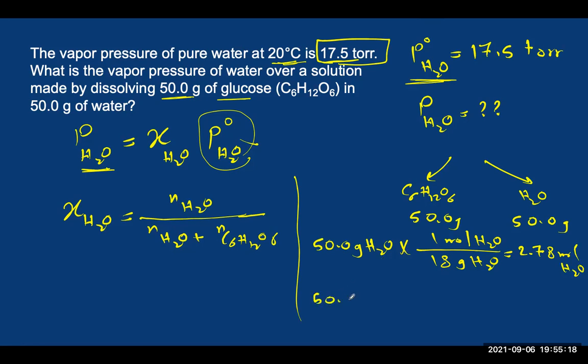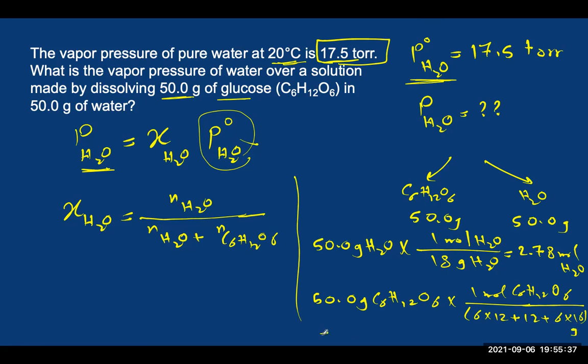I will do the same for C6H12O6. So it will be 50 grams of C6H12O6 times 1 mole of C6H12O6 over the molar mass, which is 6 times 12 plus 6 times 16 grams. So this will give us 0.278 moles of C6H12O6.